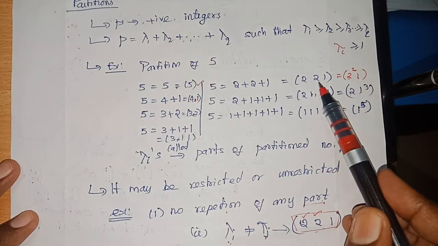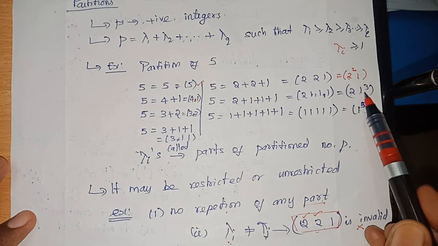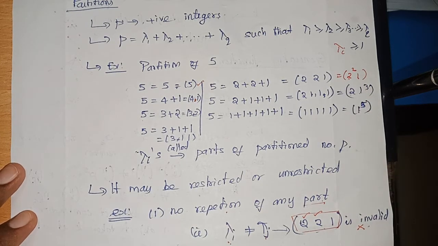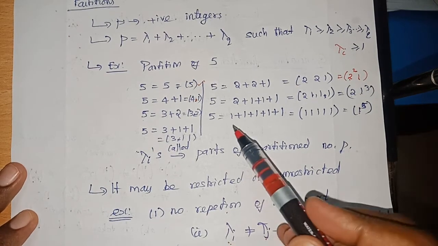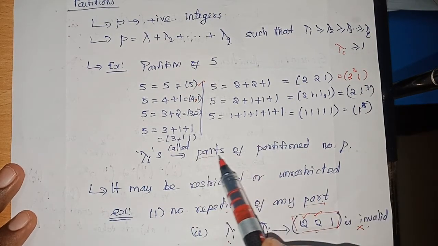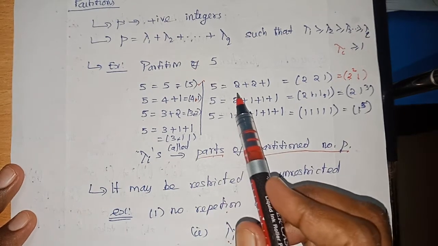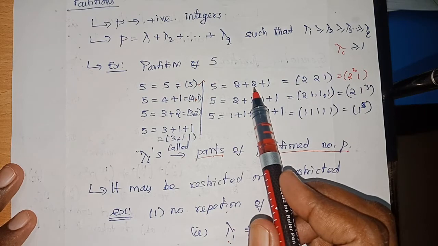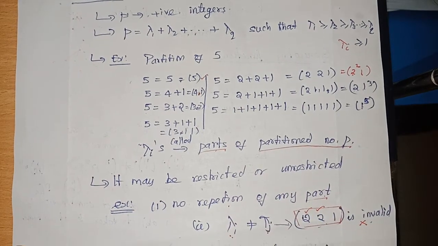Whenever there is a repetition, this can also be written as 2 square, 1, 2, 1 cube, 1 to the power 5. The power value represents repetitions. And these lambda values are called the parts of the partition of number p. Parts: 2 is a part, 2 is a part, 1 is a part. These values are called parts of the partition.